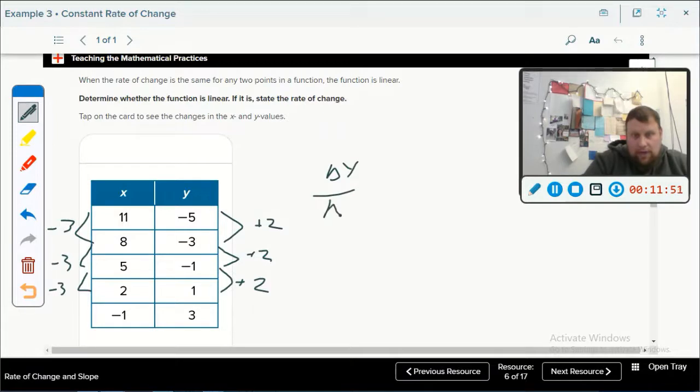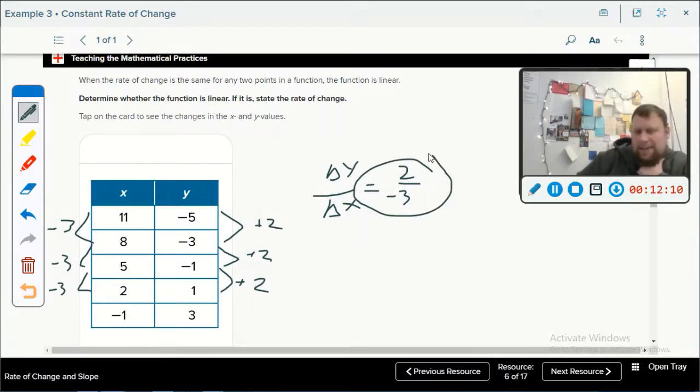Okay, so our rate of change, remember, it's that change in y over the change in x, which is going to equal, what's my change in y? Well, it's plus 2. What's my change in x? Negative 3. So you could state that as a decimal. I'm not going to, because this is going to be 0.6666, right? Negative 0.666. Let's just leave this 2/3, or even round it to negative 0.67. All right, so that's negative 2/3 rate of change.